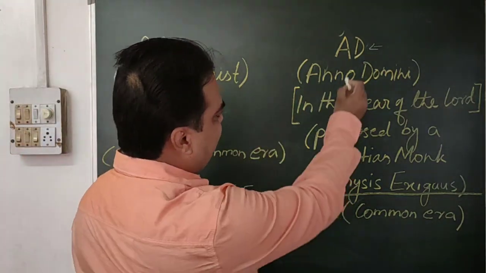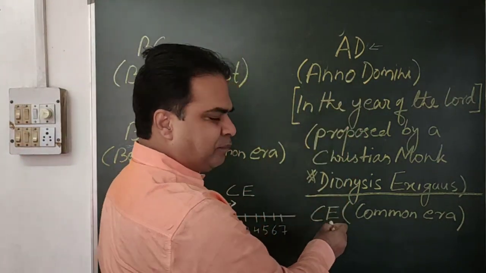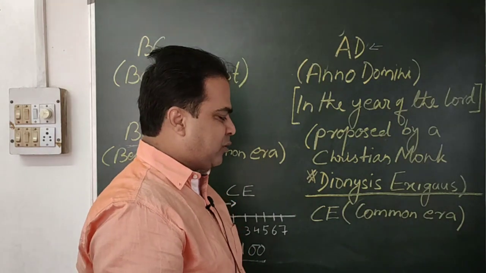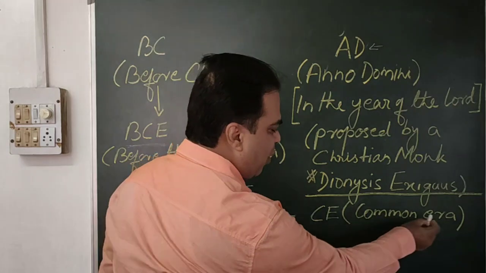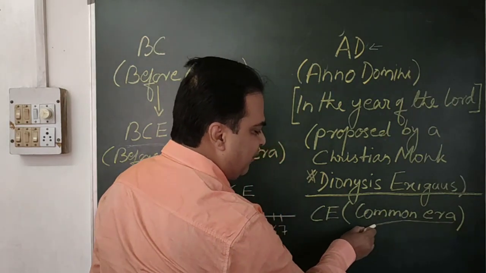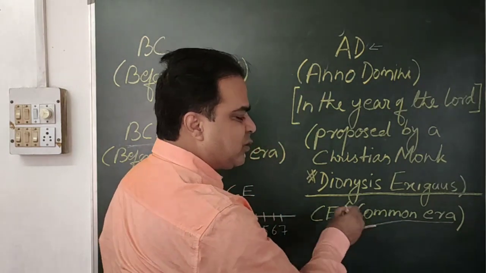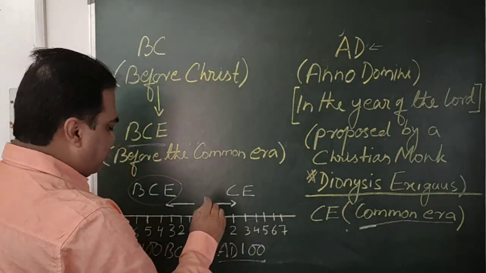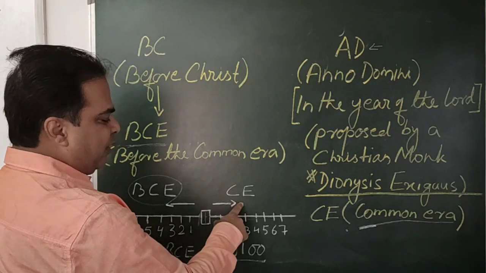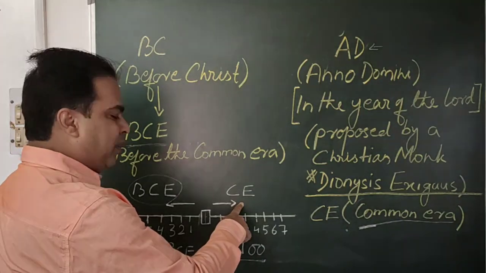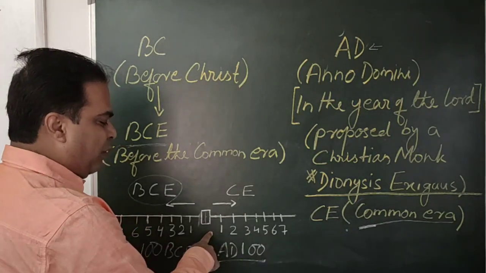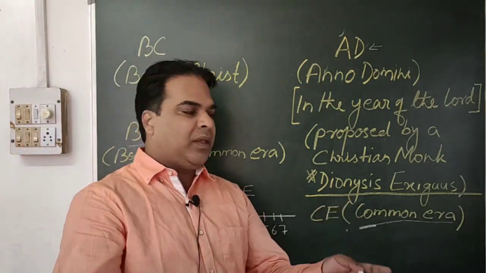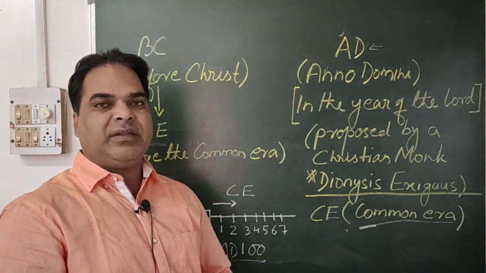Now AD has been replaced by CE. AD now is replaced by CE by most of the countries of the world. That means common era. The meaning of CE is common era. So it starts from here. So before we used to call it AD, but now we call it CE. Okay, common era. Okay, CE 1, CE 2, CE 3, CE 400, or we can say CE 800. This way it will go on.